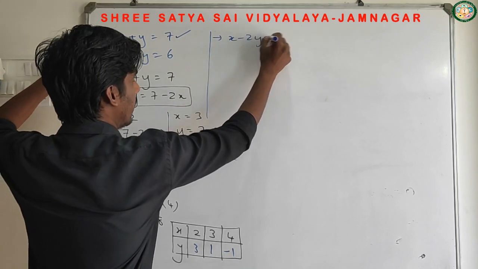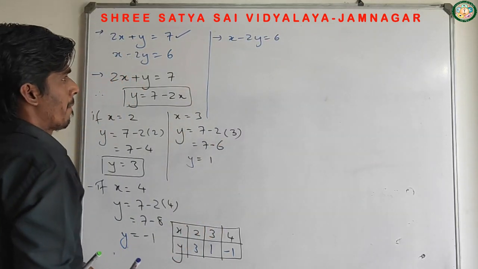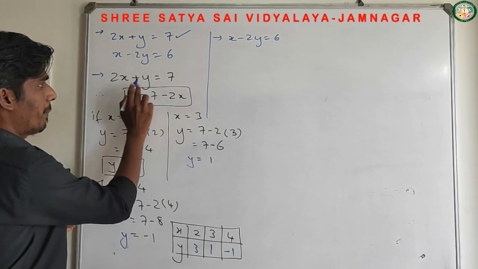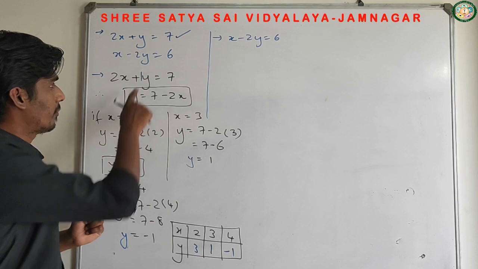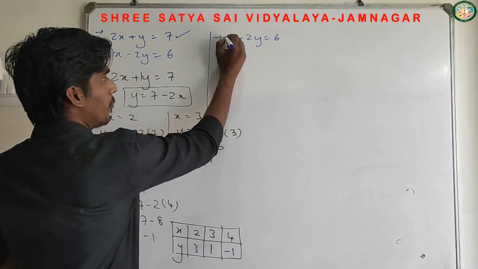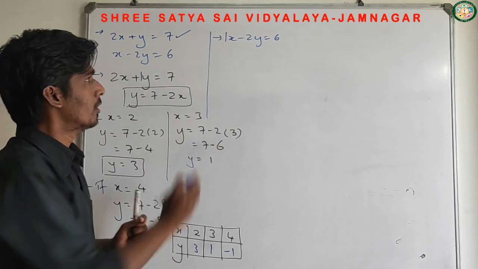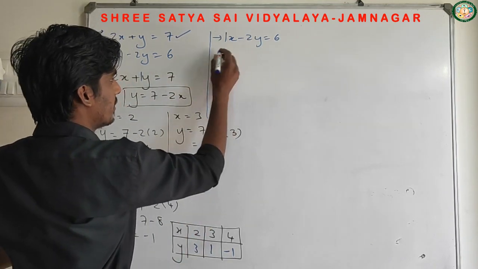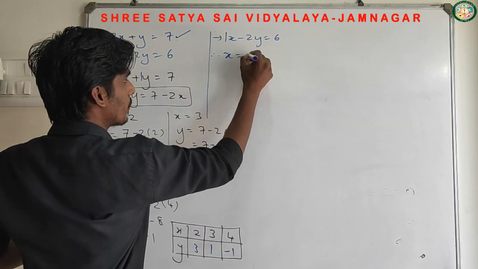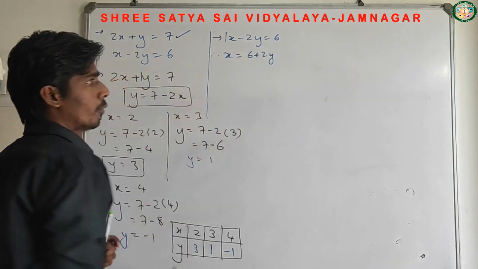x minus 2y equals 6. Here I took... what was the coefficient of y here? 1. So it's better to get the value of y. Here the coefficient of x is what? 1. So it's simple to get the values of x. So I'll take this 2y over that side. So x equals 6 plus 2y.